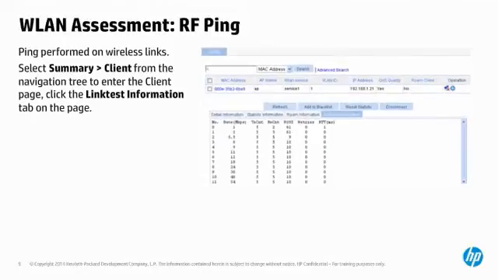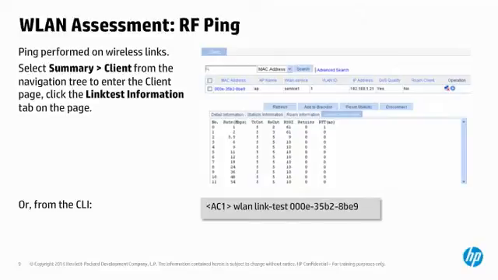From the GUI, navigate to Summary, Client, to enter the client page, and then choose the Link Test Information tab. Then click the client name to view test information. Or, from the user view of the CLI, enter WLAN Link Test Client MAC address.